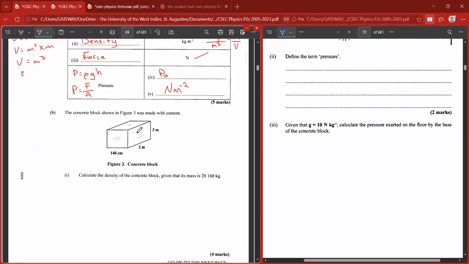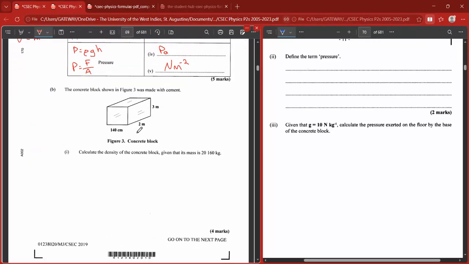Right. So the next part here now, they say the concrete block shown in figure 3 was made with cement. Calculate the density. Well, one time you don't know that density is mass over volume. Calculate the density of the concrete block given that its mass is 20,160 kilogram. So density is equal to mass, which is 20,160 all over the volume. But we didn't get the volume yet.